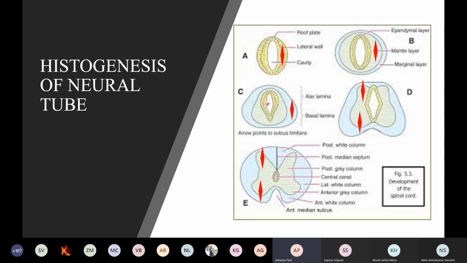So the alar lamina is sensory in function. The basal lamina or basal plate is motor in function. So motor neurons develop in the basal lamina, and in the alar lamina, sensory neurons develop. So ultimately, in the spinal cord, what is the basal lamina going to form? It forms the anterior horn. And the alar lamina forms the posterior horn. So this is the gray matter which is derived from this mantle zone. And the axons of these neurons in the mantle zone traverse outwards, and what they form is the marginal zone. They form various tracts, ascending and descending.